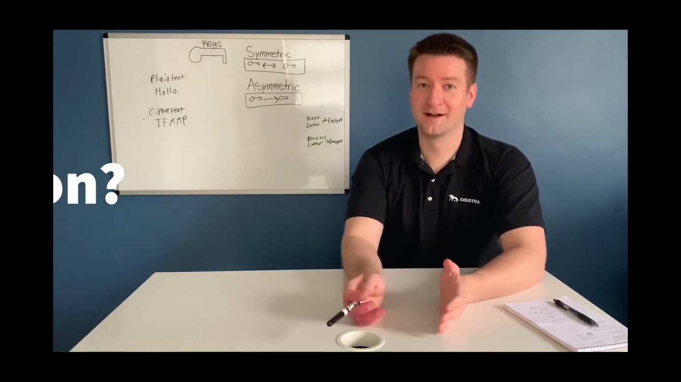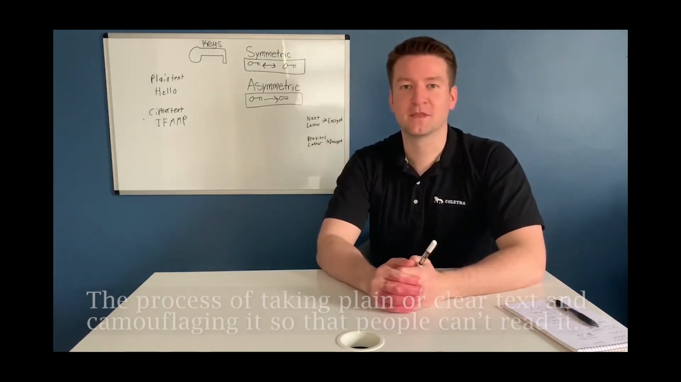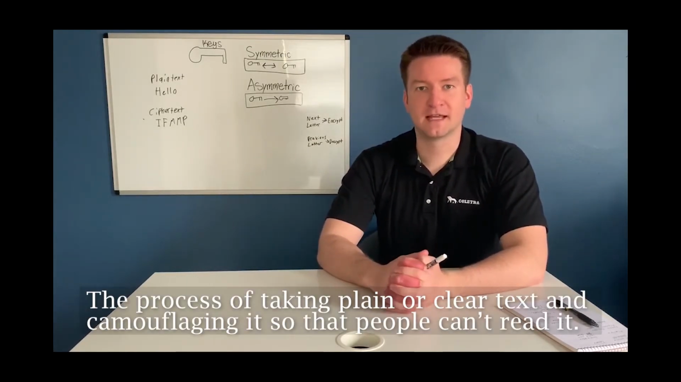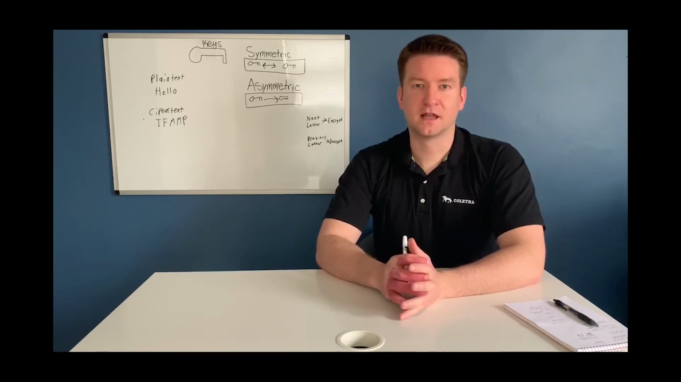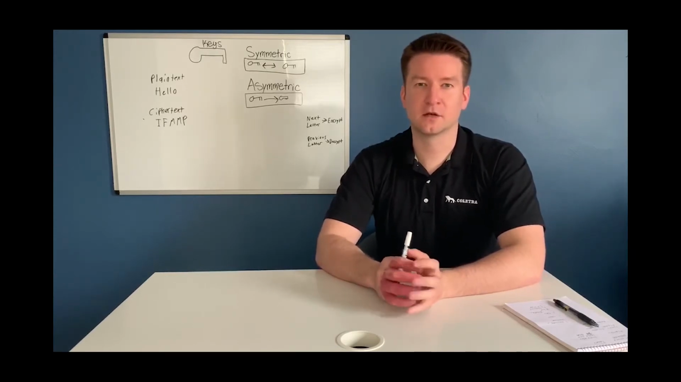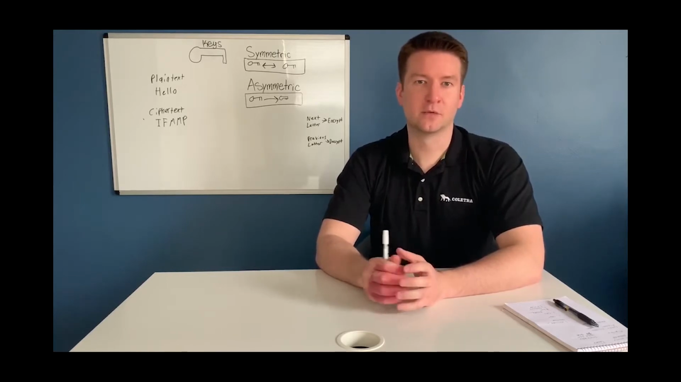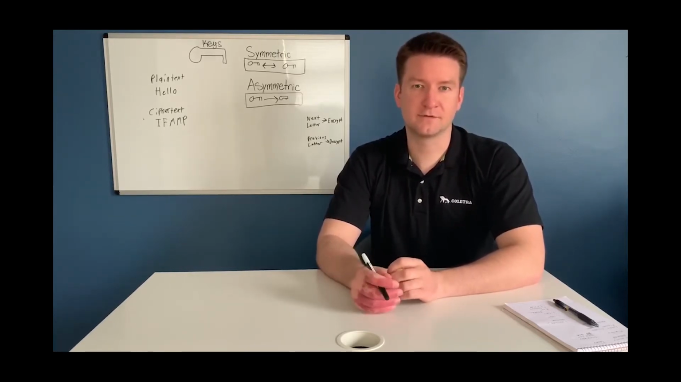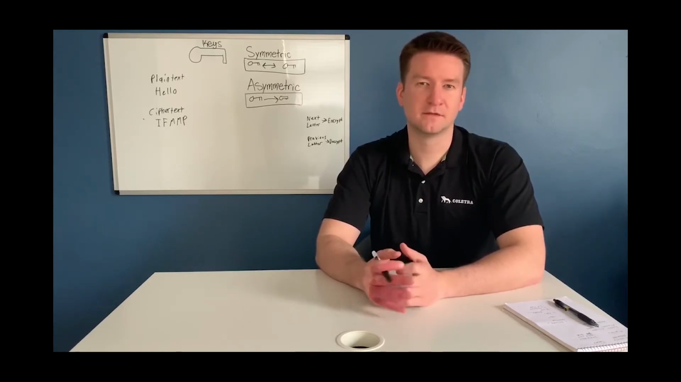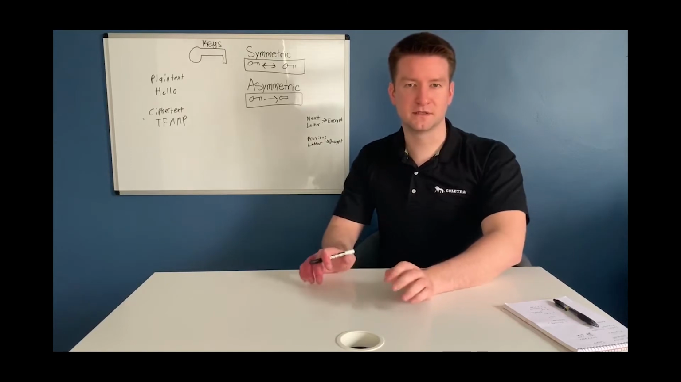So, what is encryption? Encryption is basically the process of taking plain or clear text and camouflaging or obfuscating it so that people can't read it. Think back to World War II days, when the Allies were sending messages and you didn't want the Germans to be able to understand them. They were encrypting those using a cipher so that the Germans wouldn't be able to figure out what the plans they were sending were. And it's similar to how we use computers today.